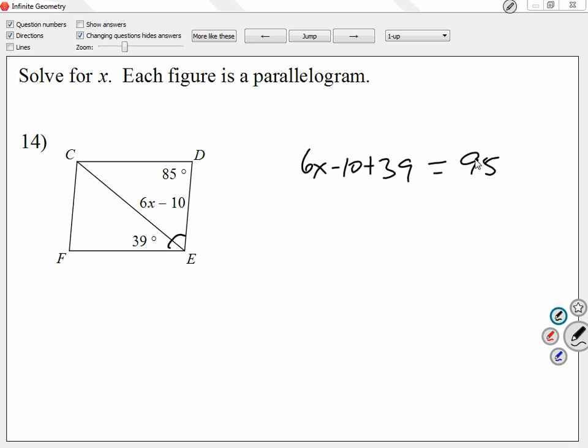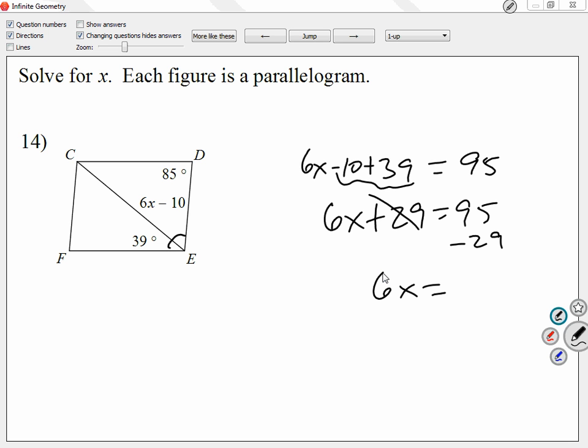Second, you had a question? Yeah, how will you solve number 3 with the two equations? I'll look into number 3 in a minute. For number 14, we have 6x minus 10 plus 39 equals 95. We can simplify the left: negative 10 plus 39 is 29. So 6x plus 29 is equal to 95. Now let me move the 29 to the right as a minus 29. So we have 6x equals, how much is 95 minus 29? 66. So if 6x equals 66, x equals 11.